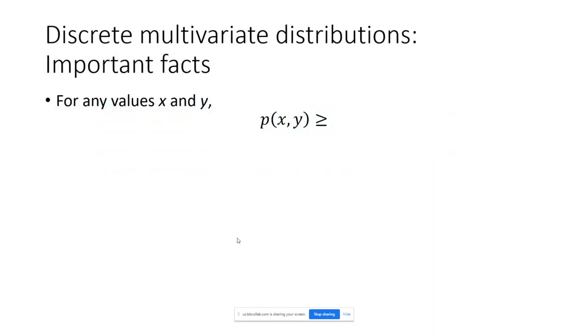All right, so some important facts about multivariate distributions for discrete random variables. First of all, for any values X and Y, what can we say about little p of X comma Y? What must be true about the probability that X is little x and Y is little y? It has to be greater than or equal to 0.